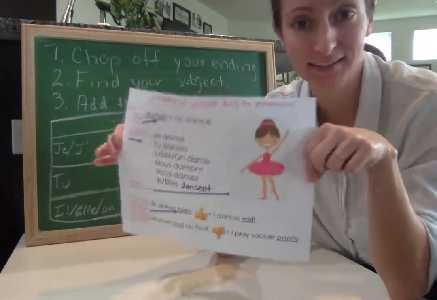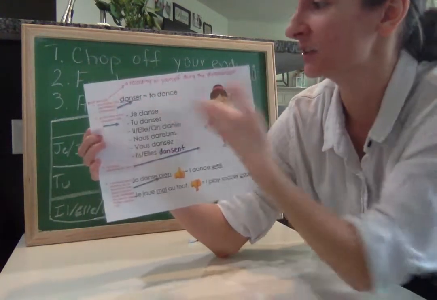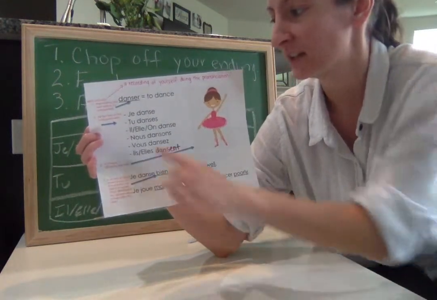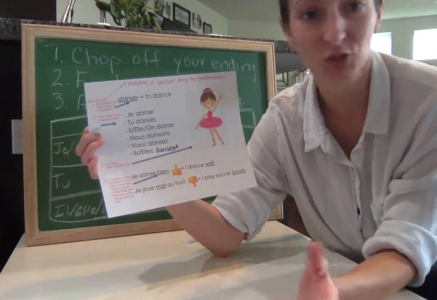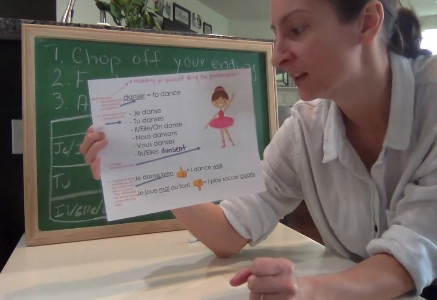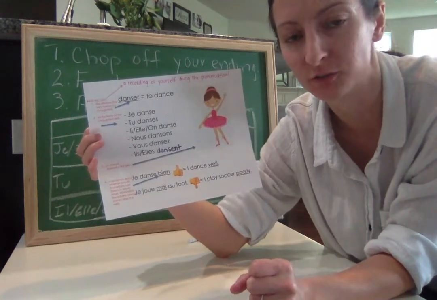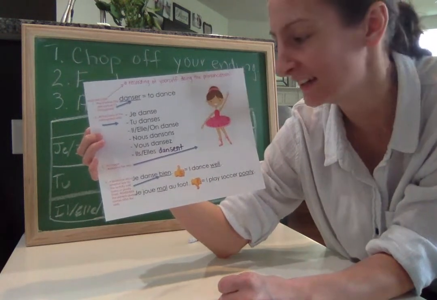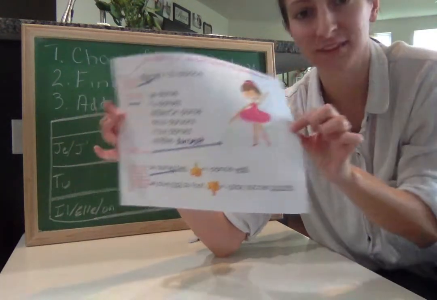And then the last requirement is that you are going to record yourself reading off your poster to me, okay? So you're going to say, danser, to dance. Je danse, and then tell me what it means. I dance. Tu danses, you dance. Il, elle, on danse. He, she, one dances. Nous dansons, we dance. Vous dansez, you all or you formal dance. And ils, elles dansent, they dance. Okay? And then your last sentence, je danse bien. All right? So that will be your poster.